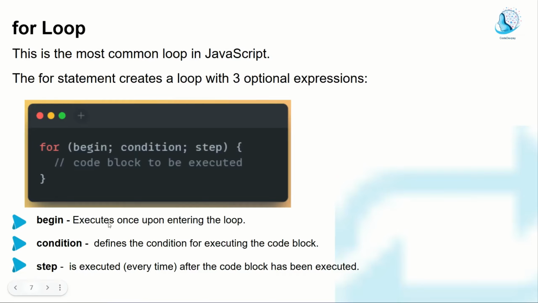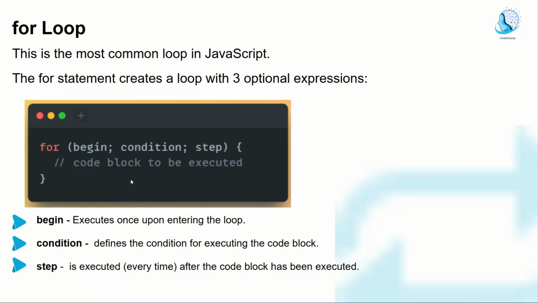So the begin expression executes once anytime we encounter this for loop. The condition expression, as we know, sets up the condition for executing this code block that we have in our curly braces. And then the step expression runs anytime the code block has been executed at each instance.